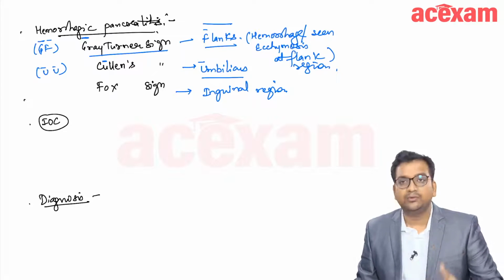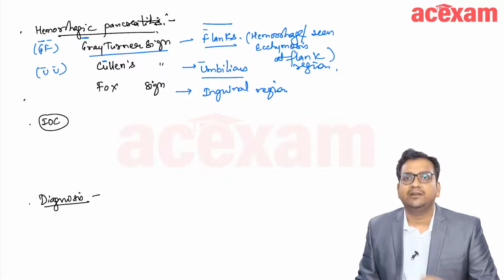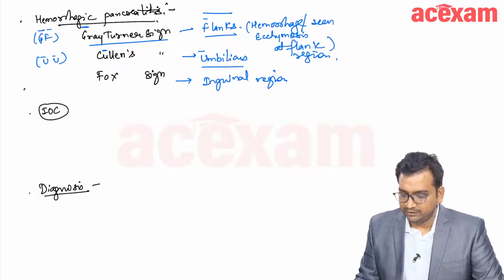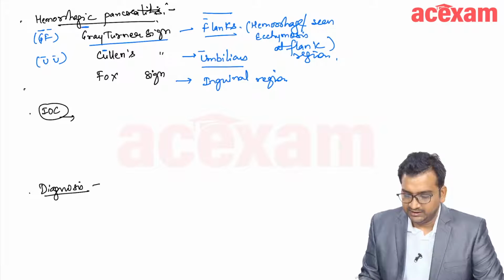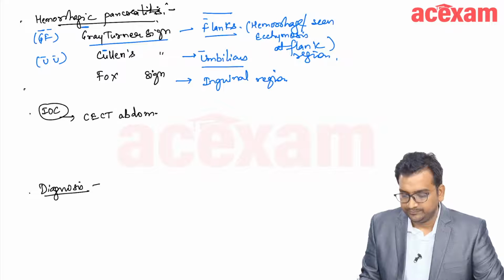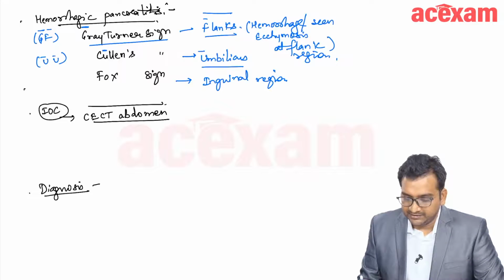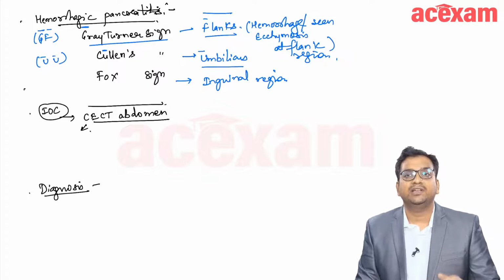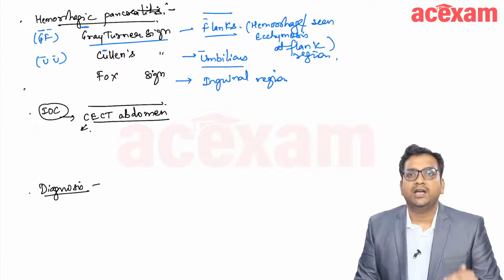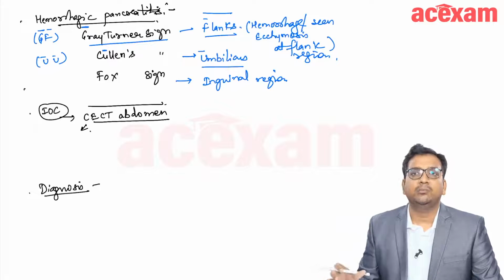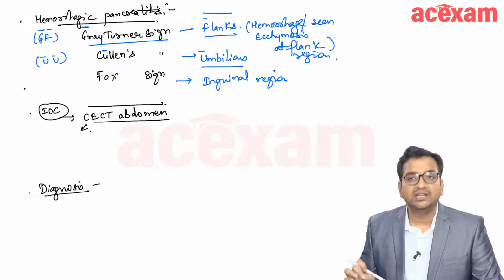Now, to diagnose, what are we going to do and what is the investigation of choice for acute pancreatitis? The investigation of choice for acute pancreatitis is CT scan. You can say CECT abdomen is the investigation of choice. And why is it the investigation of choice? Because it helps us in assessing the severity of the disease, and we will be able to identify the other associated complications or the peripancreatic inflammation with the CT scan.